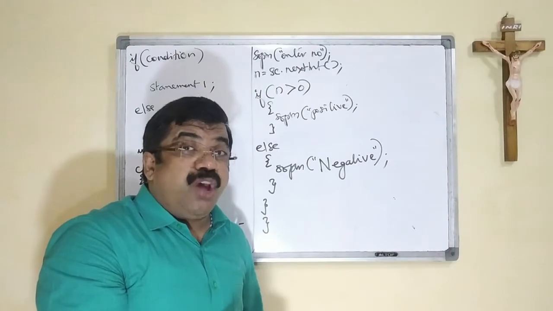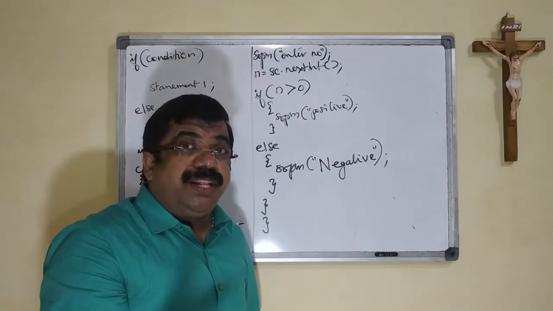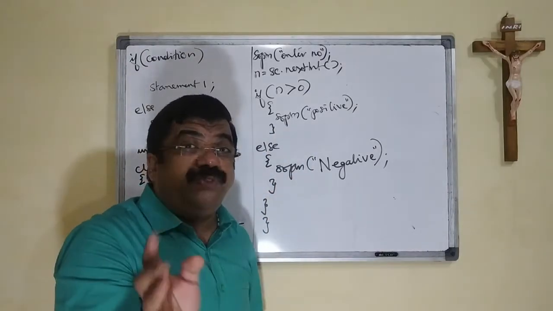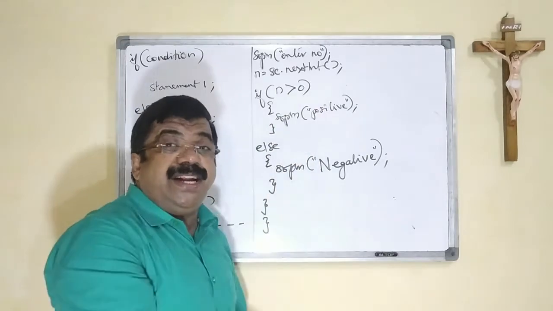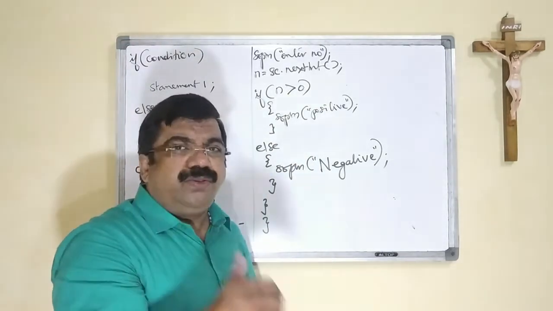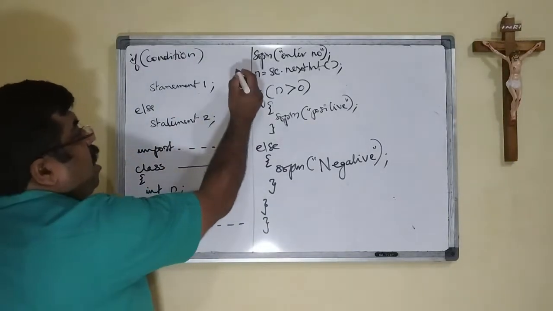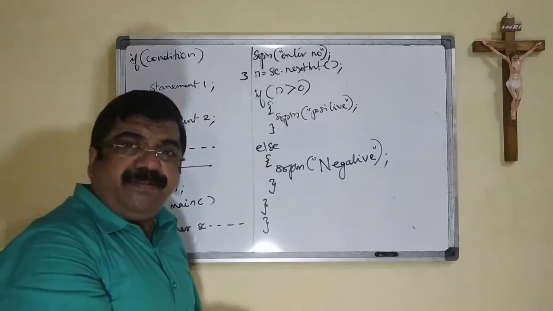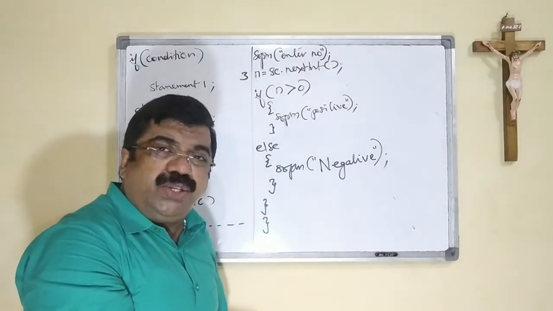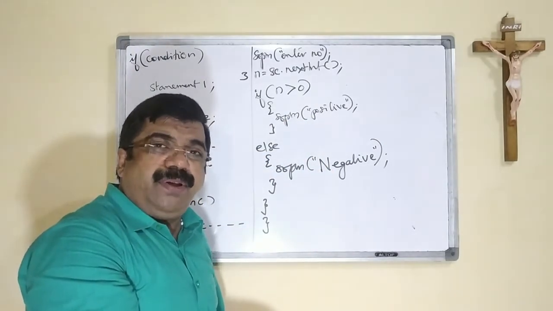Remember, we are taking only two possibilities, either positive or negative. We are not considering 0. The possibility of 0 is not considered in this one. So let us see the execution. We gave n as 3 here. 3 is greater than 0. Condition is true. The message comes as positive.